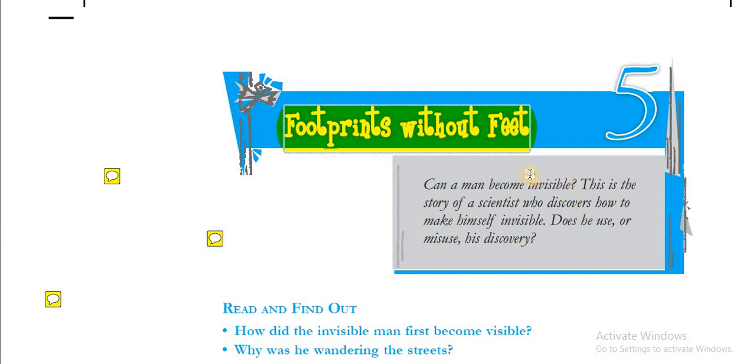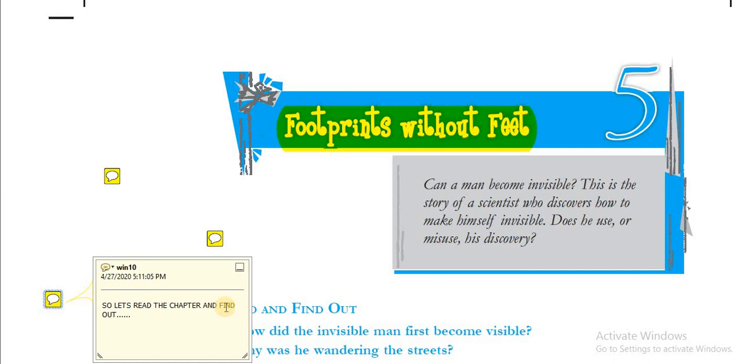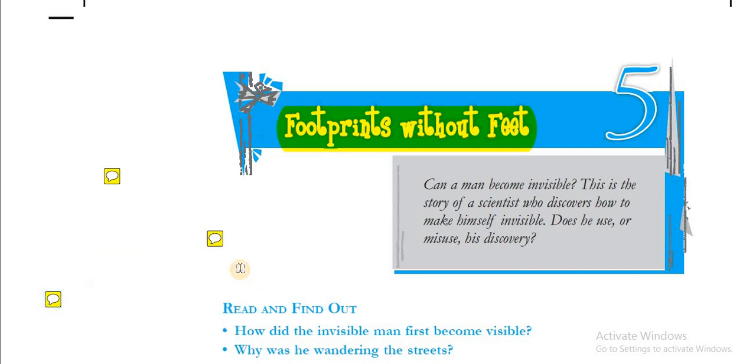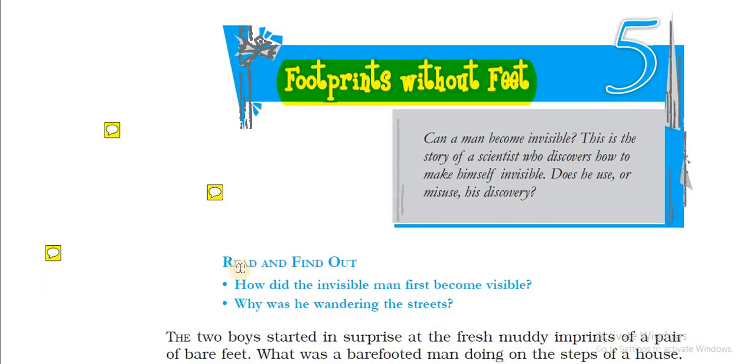This is a story of a scientist who wants to discover the formula of invisibility. That means how a human can be invisible, and he was successful in doing so, and he makes a formula for being invisible. Does he use or misuse his discovery? So let's read the chapter and find out.